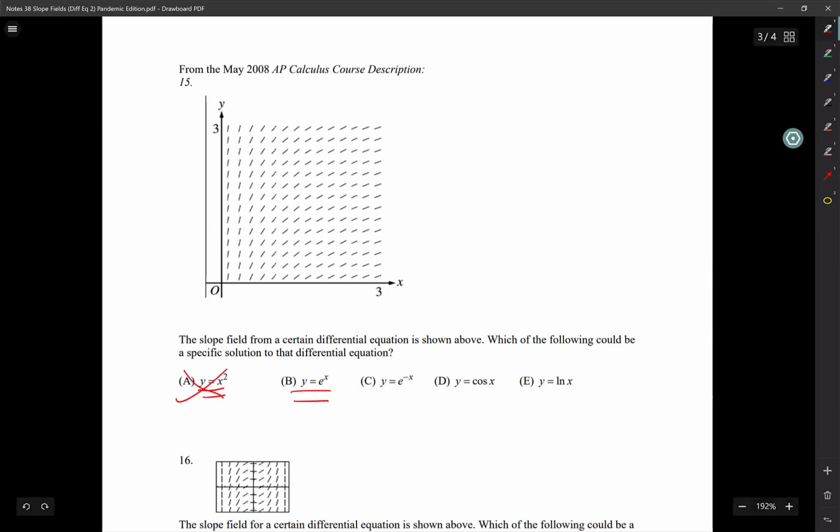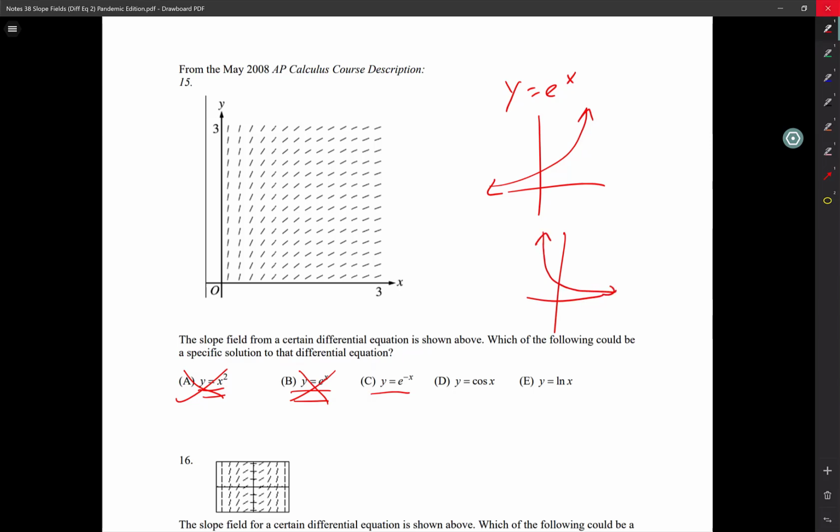Do you know how e to the x looks? So that might be an issue. Hopefully by now we know that e to the x looks like this. That graph does not look like it would fit in there. That one's out. E to the negative x looks like this. This graph does not look like it fits in there as well. That one's out. Cosine x. No, it's not moving up and down. Look, it doesn't fit. Out.